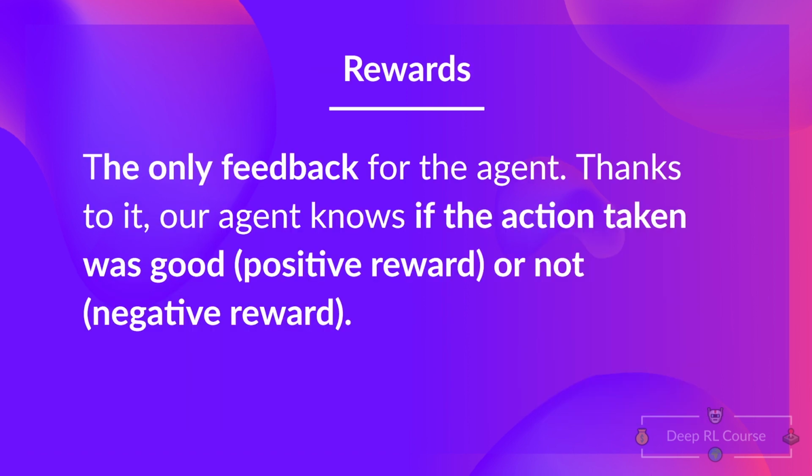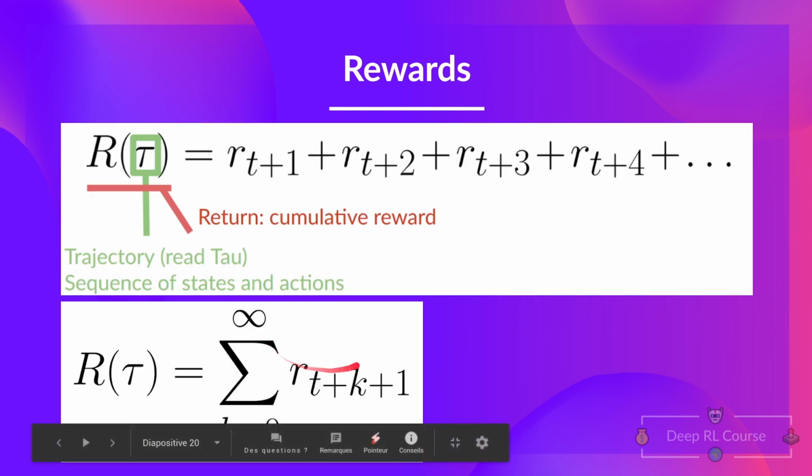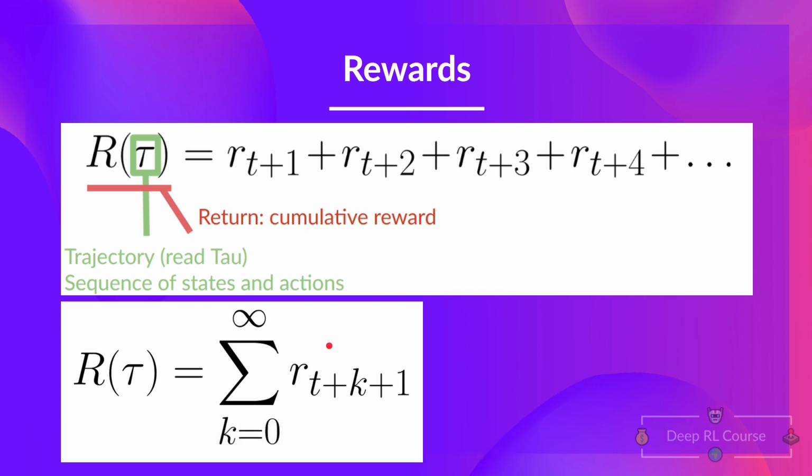The third step of the reinforcement learning loop is receiving a reward from the environment. The reward is fundamental in reinforcement learning because it's the only feedback for the agent. Thanks to it, the agent will know if the action taken was good or not. The cumulative reward at each time step t can be written like this: it's equal to the sum of all rewards of the sequence. However, in reality, we can't just add the rewards like that.